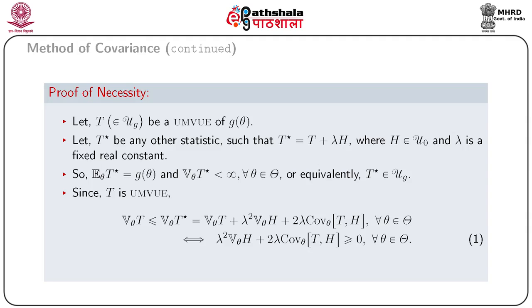Since T is a UMVUE, variance of T is less than or equal to variance of T star for all theta. Now variance of T star is equal to variance of T plus lambda square times variance of H plus 2 times lambda times covariance of T comma H. This implies lambda square variance of H plus 2 lambda covariance of T comma H is greater than or equal to 0 for all theta. We write this as equation 1.